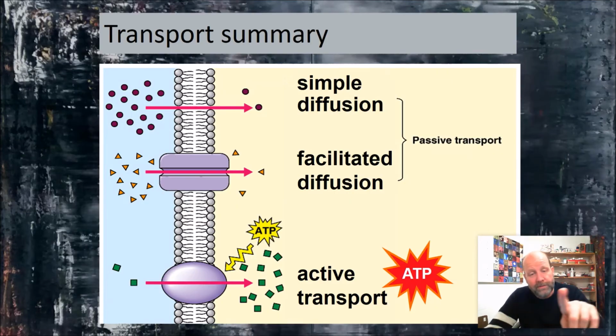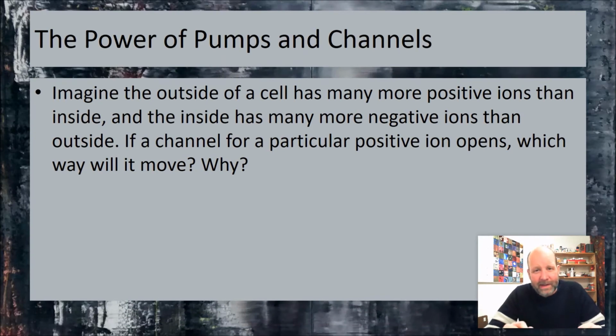All right, so simple diffusion, real easy, gases and hydrophobic molecules. Facilitated diffusion, hydrophilic compounds, whether it's ions or sugars or whatever, if they're hydrophilic, if they have any kind of charge, they're going to need a channel. They're going to go along their concentration gradient. Active transport is going to require some source of energy. It's usually ATP, but not always. And it can get a little bit more complicated. So keep an eye out for that secondary transport. I want to talk about that electrical potential we just mentioned in that previous slide.